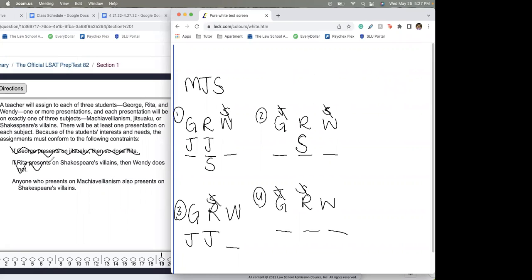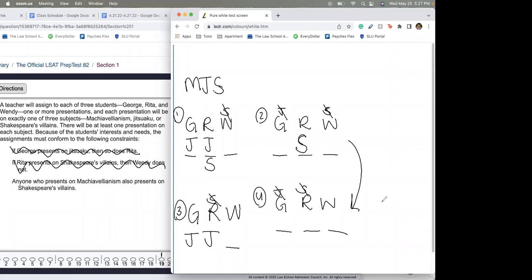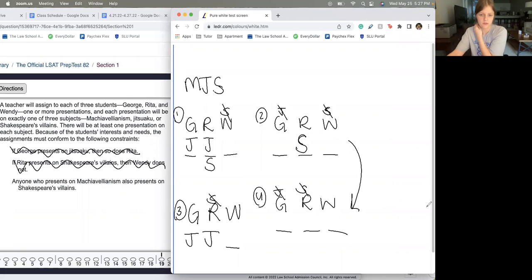I do have a quick question. On world 4, why did you take S out? Because we said that that was the world where R does not have S. Oh, okay. Got it. All right, thanks. Any other questions?